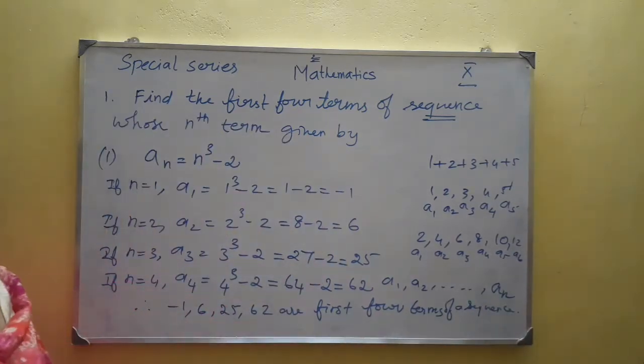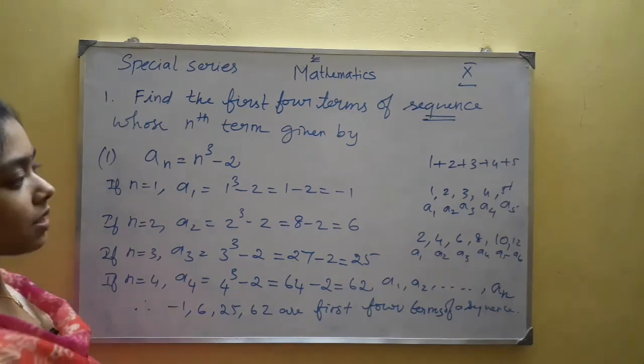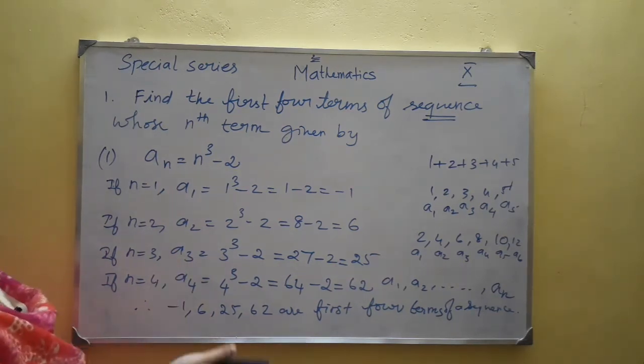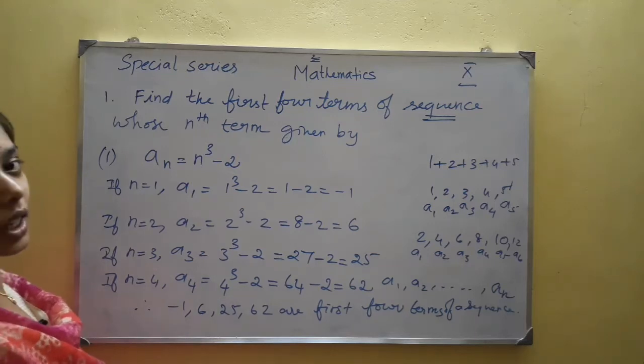Okay. This is the way you find the first 4 terms of a sequence. Simply substitute the n value as 1, 2, 3, 4. You will automatically get the first 4 terms.